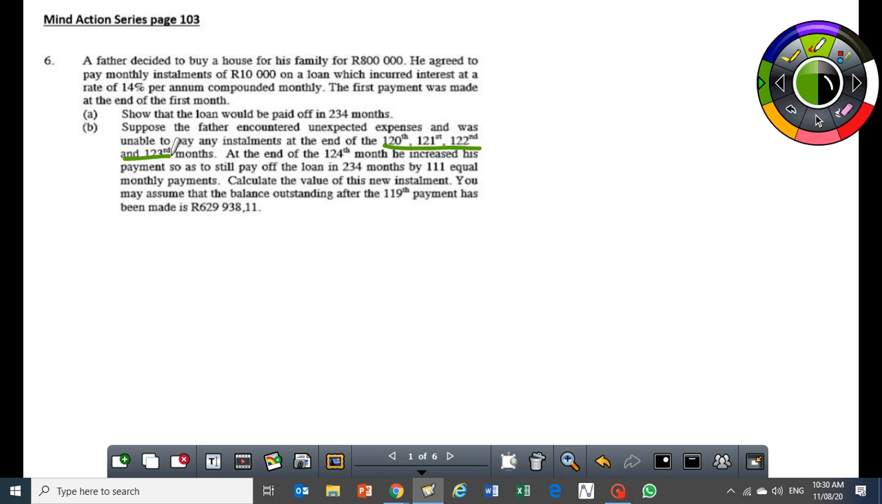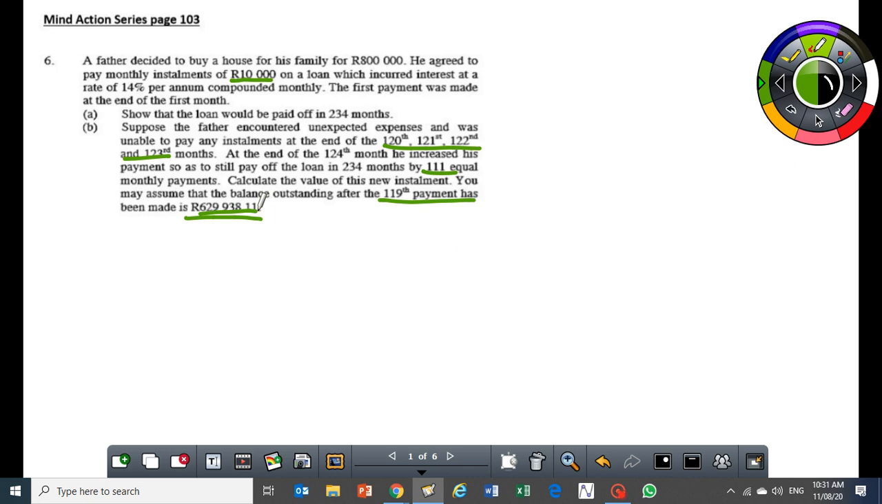Now his plan was to complete the payment within the previously agreed time, so he only has about 111 payments that he has to make. So the installment increased from 10,000 because of the stoppage in payment for 4 months. We need to know the balance outstanding after the 119th payment. For this question, it is provided; there was no need to calculate it. This amount will accumulate interest for 4 months, and then after that, we use the present value formula.